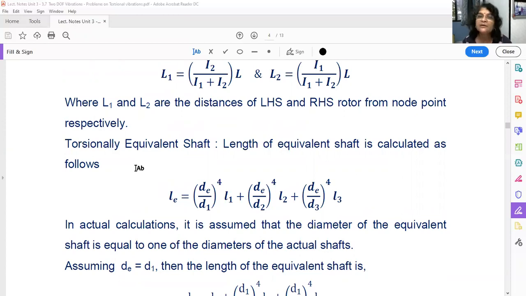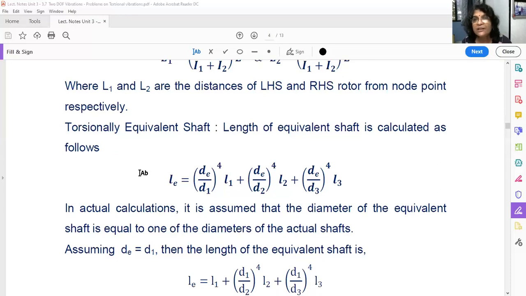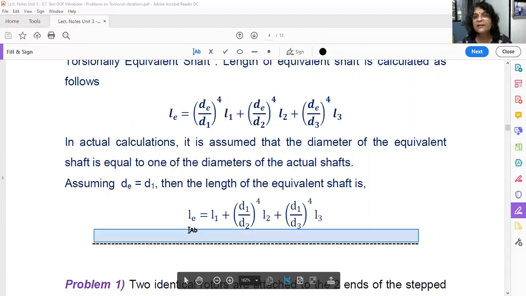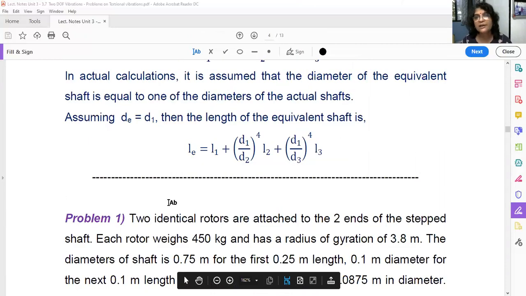That means the stepped shaft should be converted into a uniform diameter shaft, and to convert that system we have to find two parameters: the equivalent diameter DE and the equivalent length of the shaft. Usually we take the equivalent diameter as either D1, D2 or D3. If we assume DE is equal to D1, in that case the equivalent length formula can be modified to this one. Now directly we will go to problem number 1.